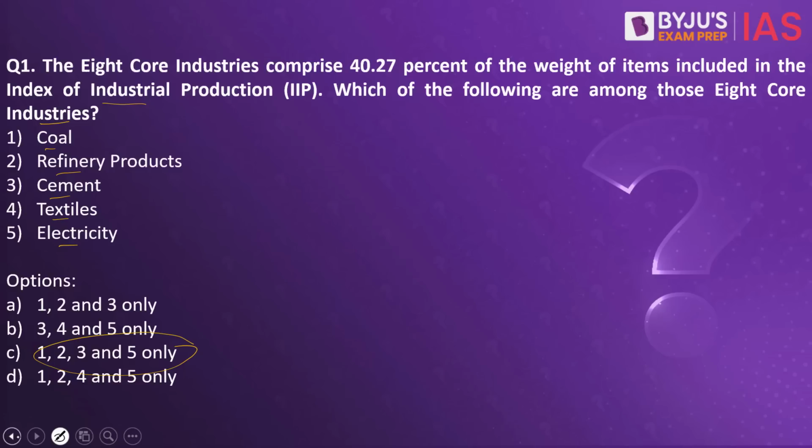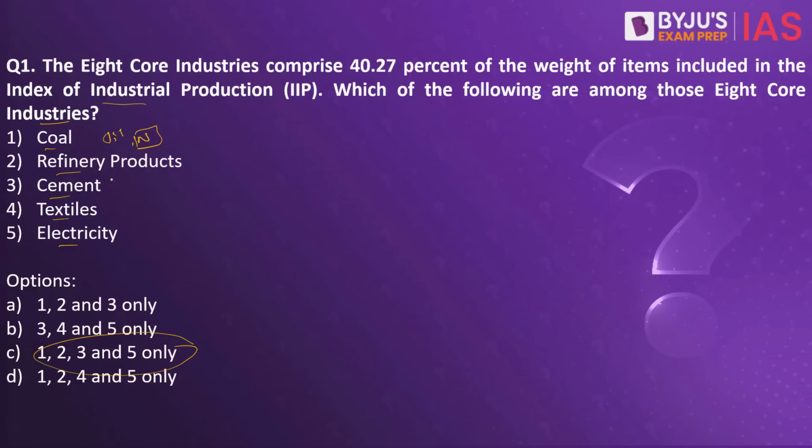First, what we have is coal, followed by crude oil. So crude oil happens to be the second. Third happens to be the natural gas, followed by refinery products. Then what we have is the fertilizers. Then what we have is steel, cement and electricity.